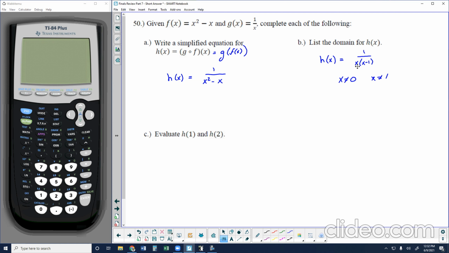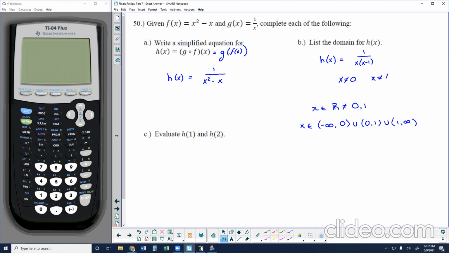It cannot be these because if I put a 0 in for x here or 1 in for x there, the denominator would be 0 and the denominator cannot be 0. So x would exist within the real numbers except for 0 and 1. This would be acceptable notation. You could also write this as an interval, so from negative infinity to 0, not including 0, or from 0 to 1, or from 1 to infinity. So either way that you want to write that is okay.